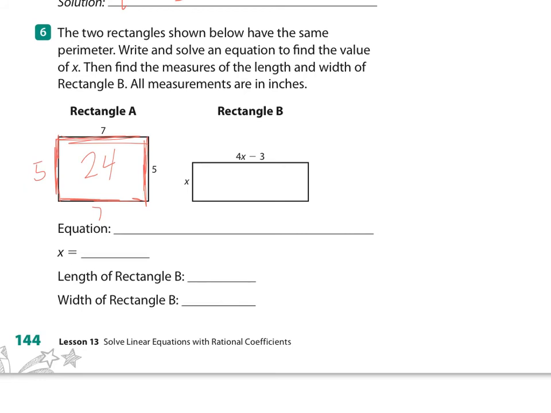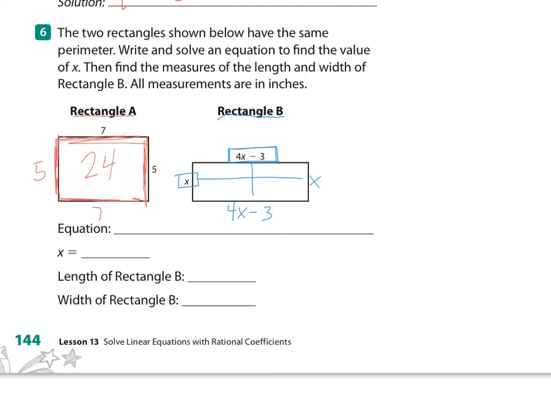It's telling me that these 2 rectangles, here's rectangle A, and it's also saying rectangle B, have the same perimeter. They're equal to each other. I don't know what numbers rectangle B has. I just have these expressions. I know this side has to be an x, just like I know this side has to be a 4x minus 3.